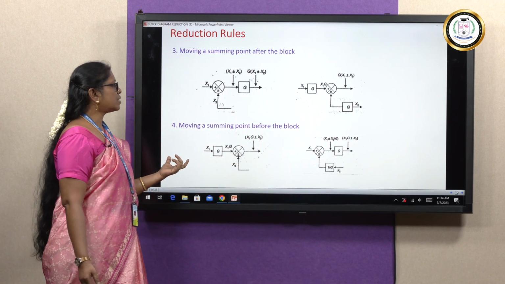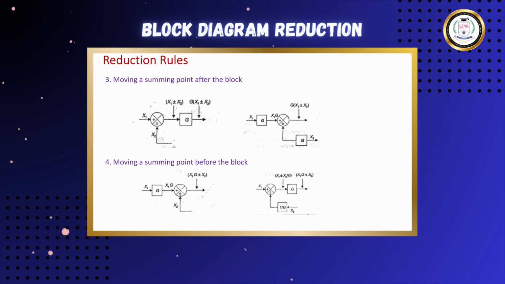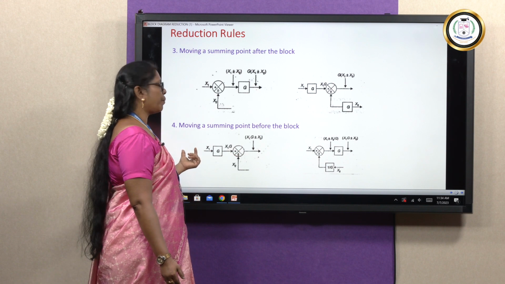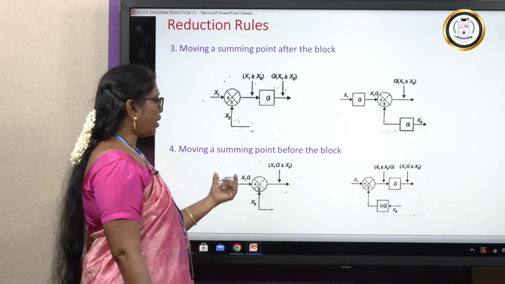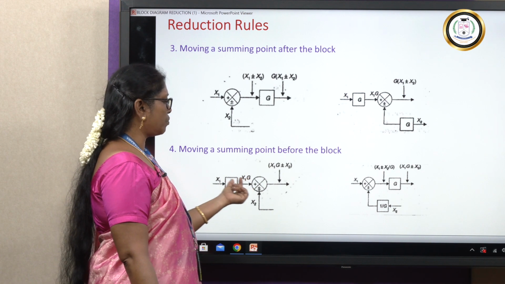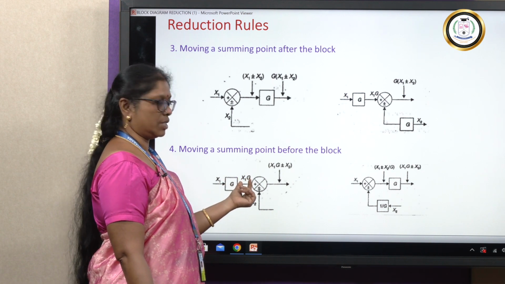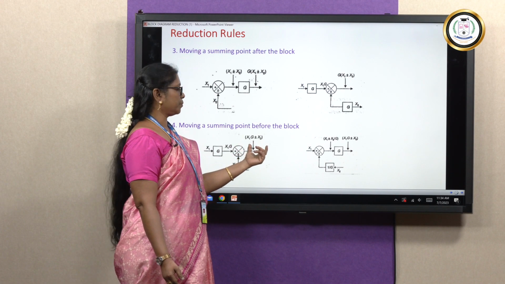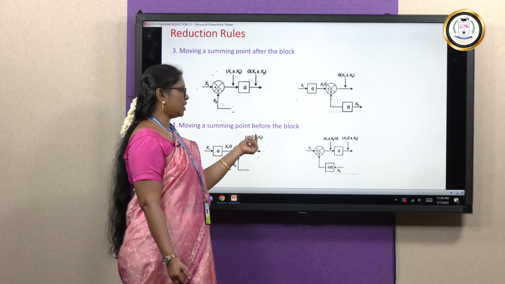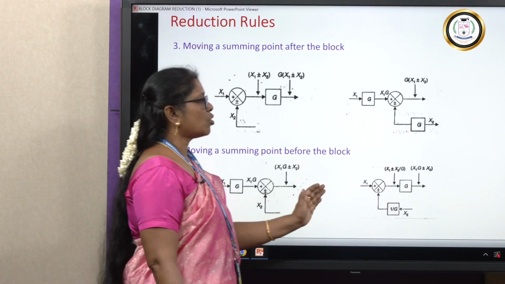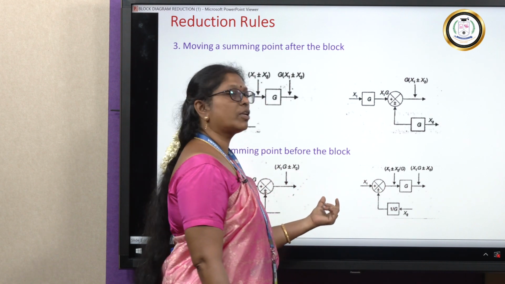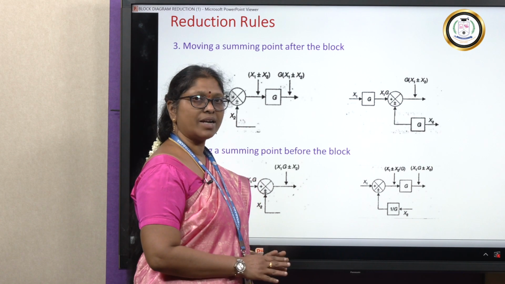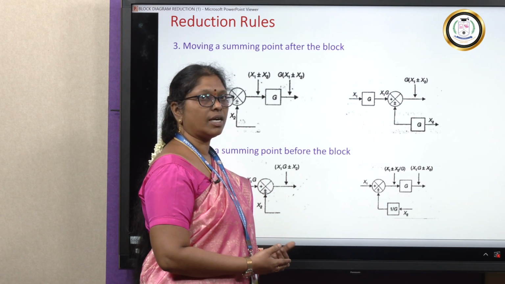Okay. So next is moving a summing point before the block. So you have a summing point here, we are going to move this summing point before the block. So what is the output of this after this block? x1g is the output of this block, right? So here x2 is added. So the output of this block is x1g plus x2. So when we are moving this before the block, this output should not be changed. The signal should not be altered when we are rearranging the blocks.